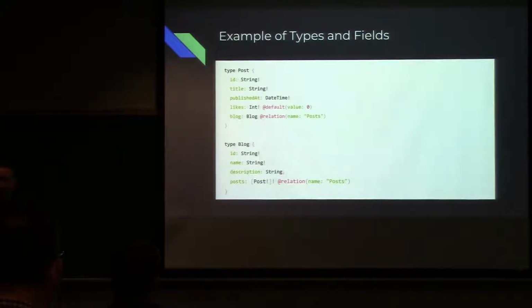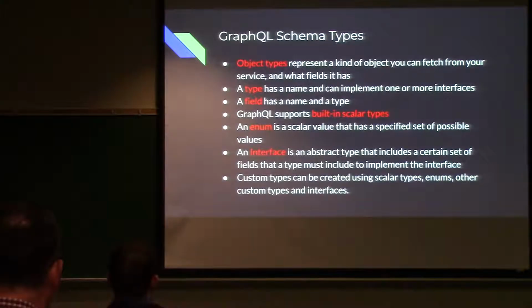I saw that the blog has a relation to posts. But posts also have a relation to other posts. Or are they supposed to have a relation to the blog? It's probably a type. Okay.